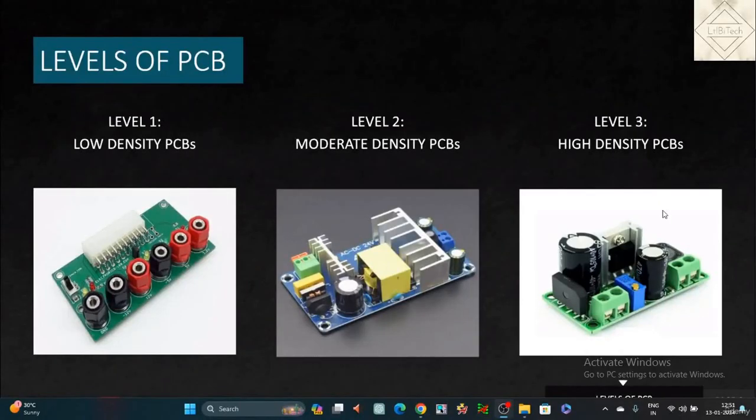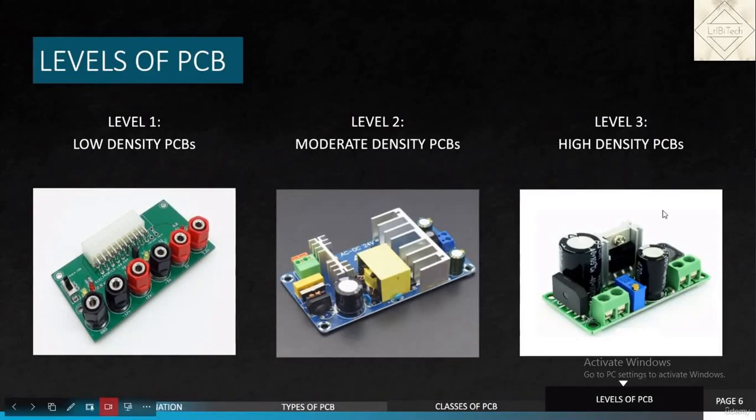In this session, we will discuss the levels of PCB. There are mainly three levels of PCB, that is level 1, level 2 and level 3 PCB. Level 1 is considered a low density PCB, level 2 is considered a moderate density PCB, and level 3 are high density PCBs. So we will understand the low density PCB.